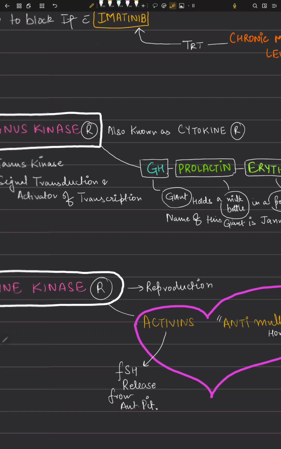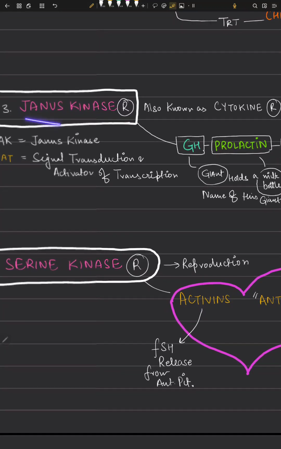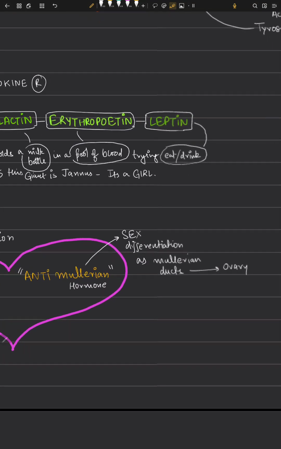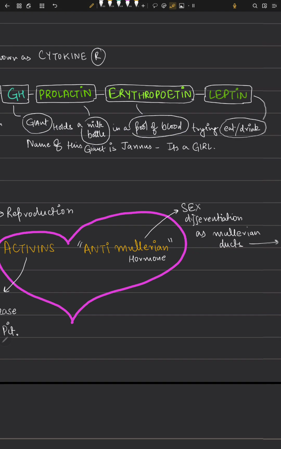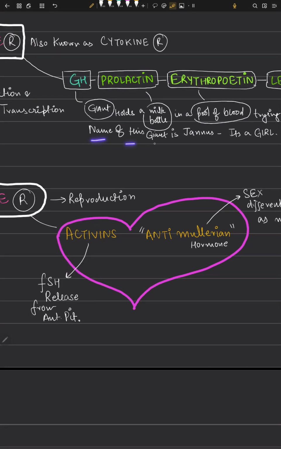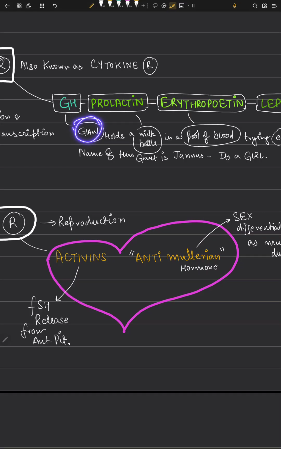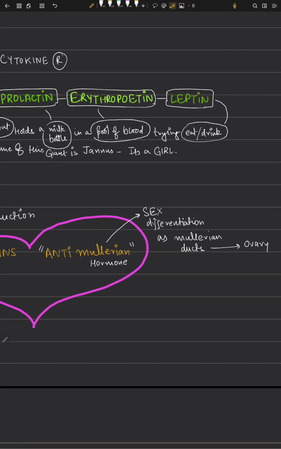What attaches to Janus kinase? GH hormone, prolactin, erythropoietin, and leptin. Cool. How to remember this? A giant holds a milk bottle in a pool of blood, trying to eat and drink. The name of this giant is Janus. It's a girl. Cool. The giant is GH, which leads to gigantism. Prolactin is for milk, erythropoietin is for blood, and leptin is for hunger.